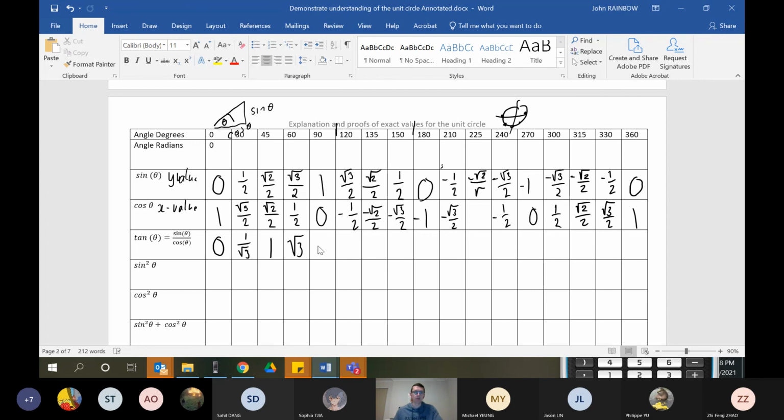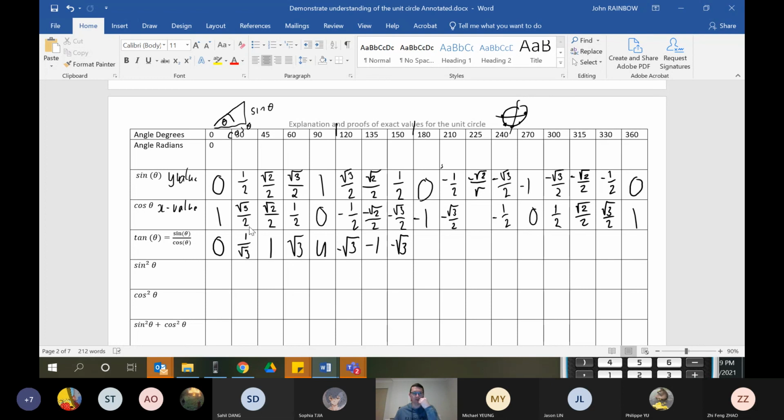1 divided by 0. If you guys recall, you can't divide by 0. That's going to be undefined. Root 3 on 2 divided by this one is actually going to be negative root 3. This divided by that is going to be -1. That divided by that is going to be negative root 3, and it keeps on repeating itself in this pattern.